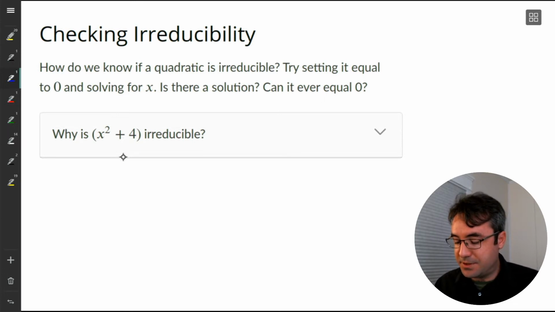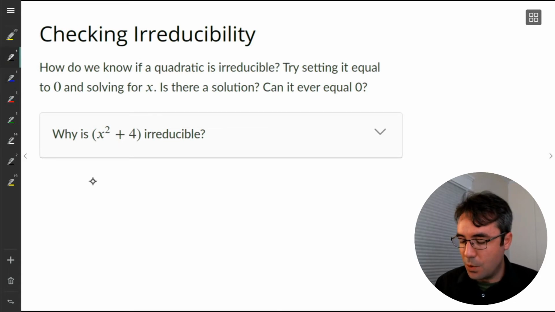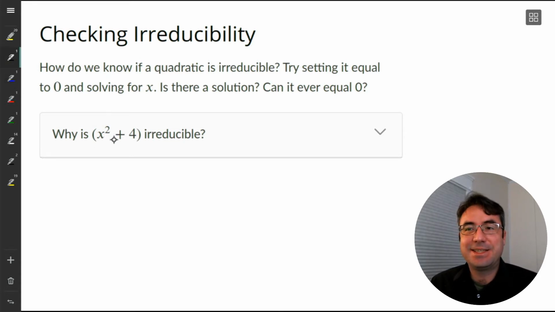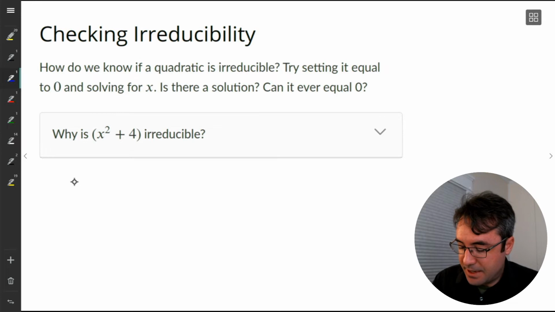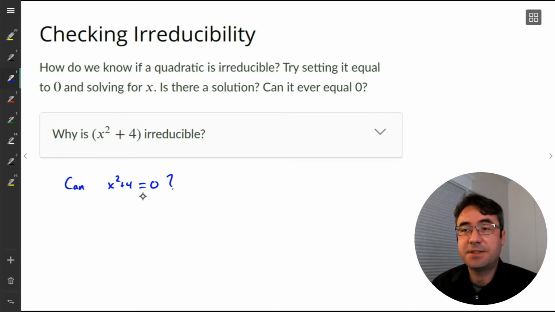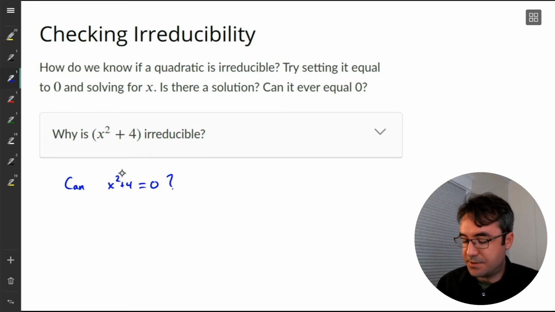So with this x squared plus 4, we want to think, can this ever equal 0? Or if we were to set this equal to 0, does it have a solution? That's the thought process. Can x squared plus 4 ever equal 0? If it does, then we can actually factor it down further. So let's think about that.